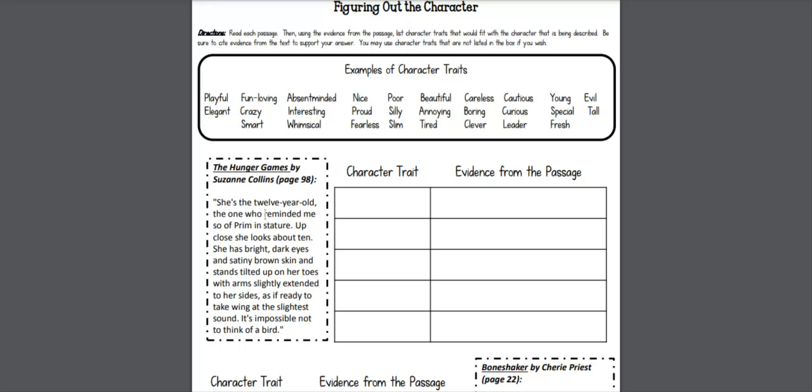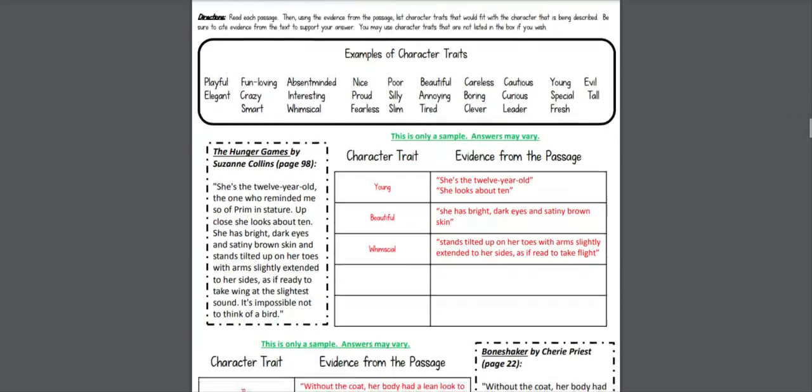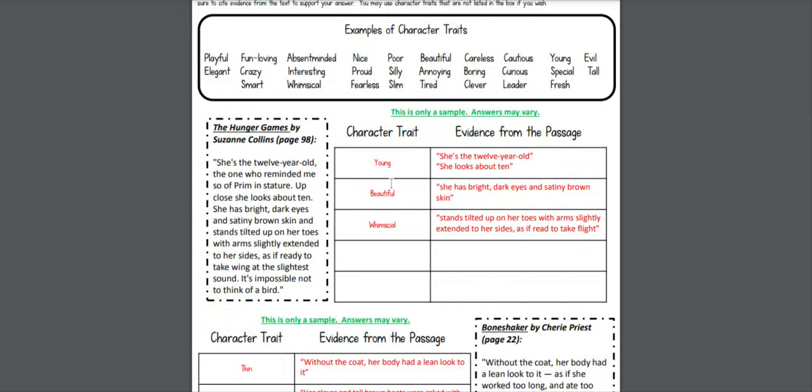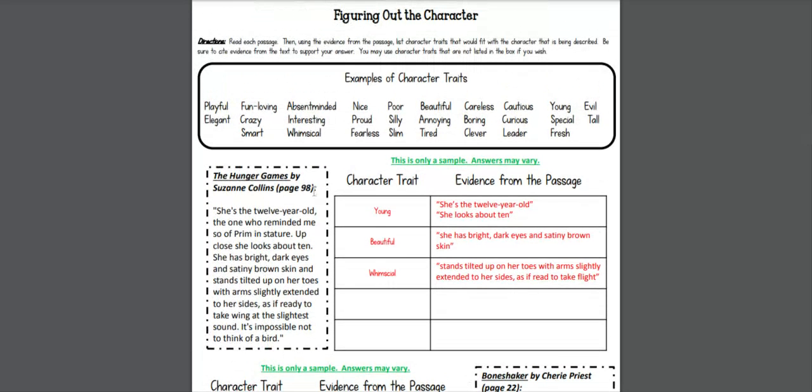Okay, so right here where it says she's the 12-year-old, the one who reminded me so of Prim in stature, but then the author says up close she looks about 10. So a character trait that would come to mind first is going to be young. Young. Okay, so I'm going to scroll down here to fill in my chart. I would say that she is young, okay?